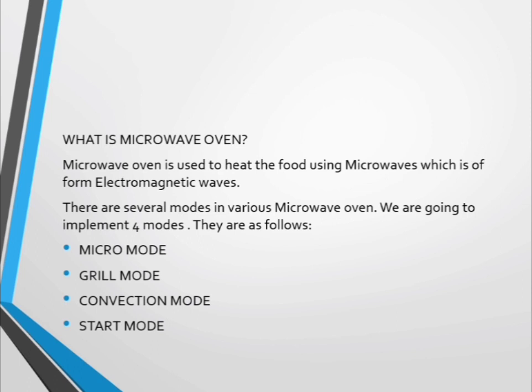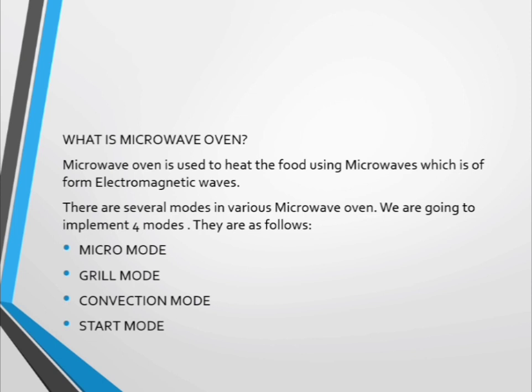Now let us look into the third mode, that is convection mode. Some microwave ovens offer convection cooking, which combines microwave cooking with the circulation of hot air. In convection mode, a fan distributes hot air evenly inside the oven cavity. This mode is suitable for baking, roasting, and cooking dishes that benefit from a crisp or brown exterior.